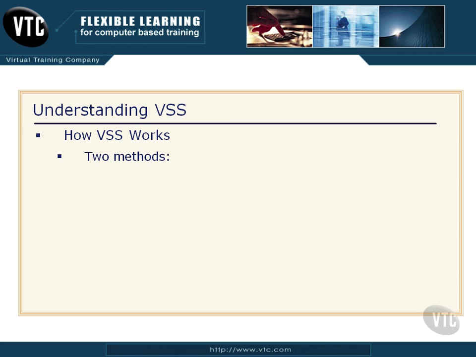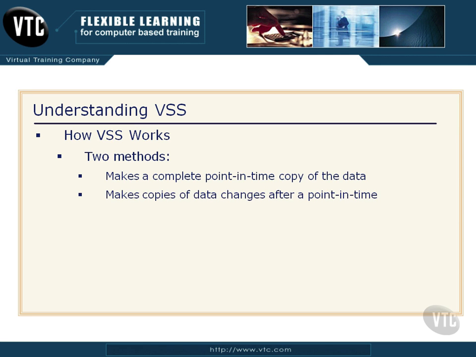Now, VSS works a couple of ways. There's two methods. The first one is it will make a complete point-in-time copy of the data. In other words, it's going to make a complete copy as of, say, 1 a.m., and it's taking that snapshot at 1 a.m. and anything that happens to that data after 1 a.m. is not included in that snapshot.